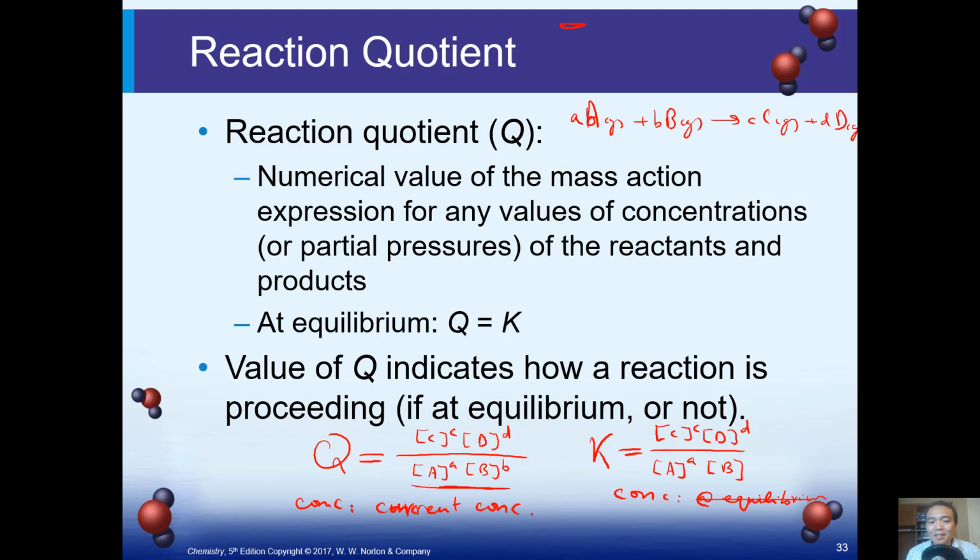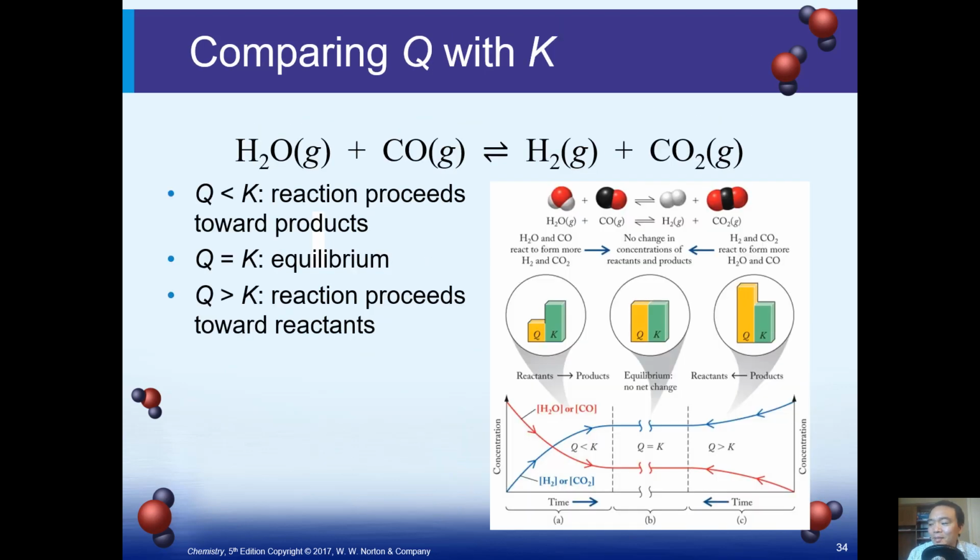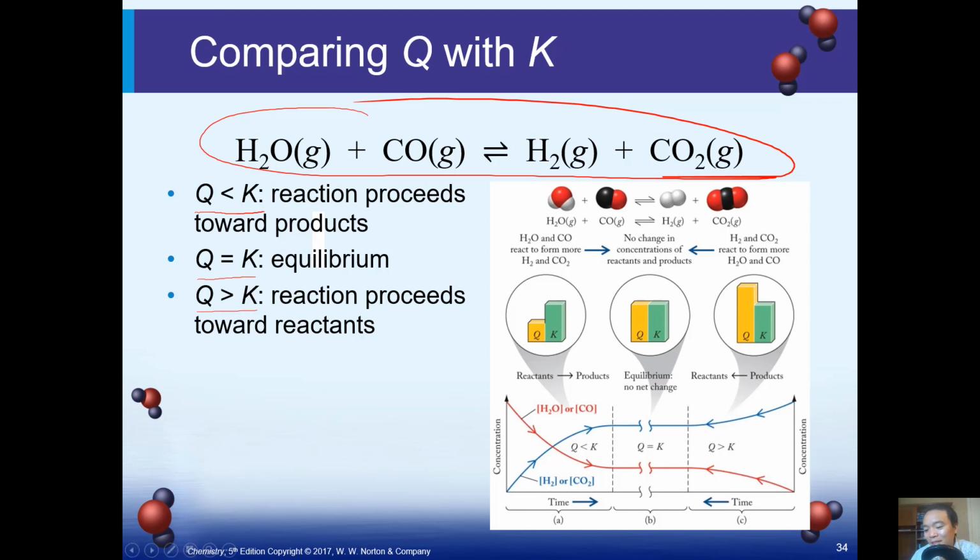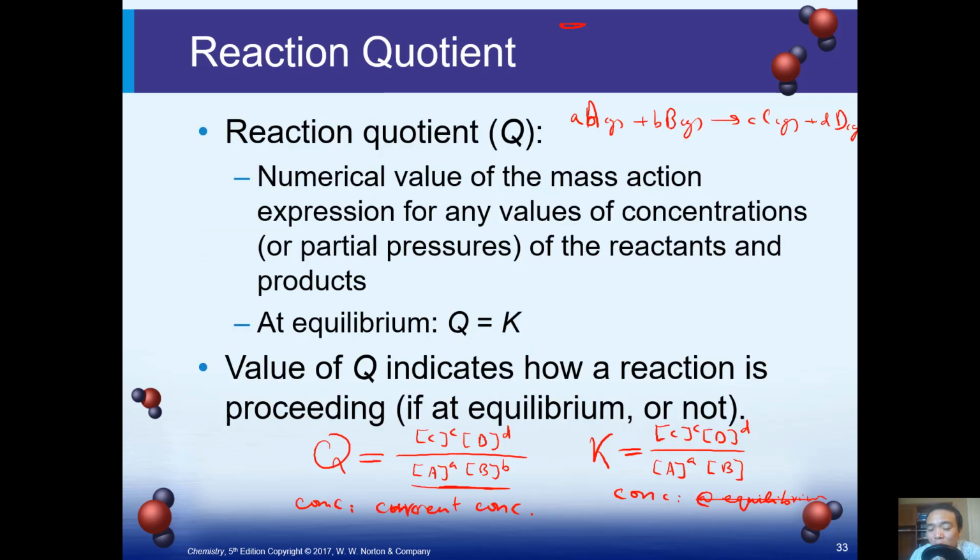Let's look at one example. In the same example we actually discussed, if Q is smaller than K, what does it mean? If Q is equal to K, what does it mean? If Q is greater than K, what does it mean? Let's go back and look. Q and K have exactly the same expressions. Both have the products over the top and the reactants at the bottom.